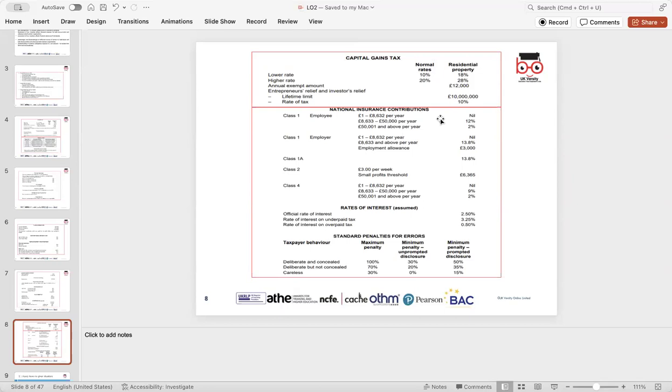There is also an annual exempt amount of £12,000, which means individuals can make a certain amount of profit from selling assets each year without paying capital gain tax. Entrepreneurs' relief and investors' relief are special tax reliefs that allow individuals to pay a reduced rate of capital gain tax on qualifying business assets up to lifetime limits. The rate of tax for residential property is higher, with a lower rate of 18% and a higher rate of 28%.